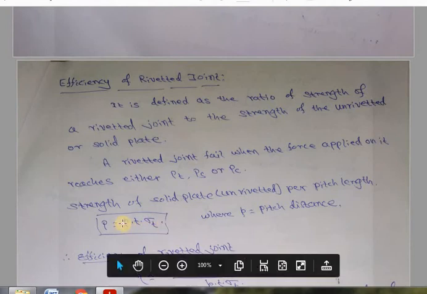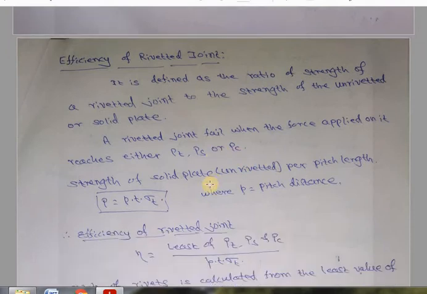So between that is going to be plate length into thickness, that is going to give me area into sigma T, that will be force. This is going to be the strength of the plate, solid plate or unriveted plate. So this we compare with respect to PT, PS or PC. Whichever is going to be less, that is going to form the numerator.